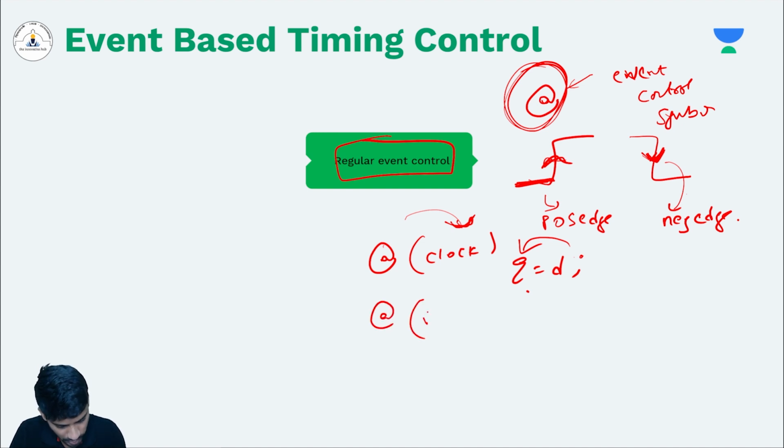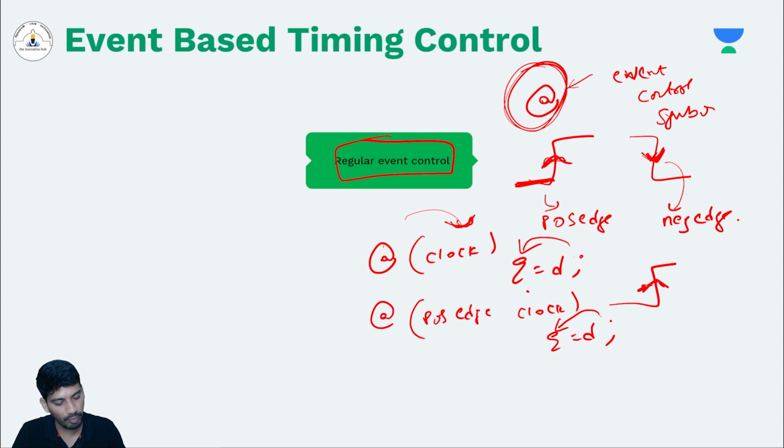Similarly, @posedge clock, q equals d. What does this do? The d will be assigned to q only at the positive edge of the clock. We have clocks like this. At every positive edge, the d data will be assigned to q.